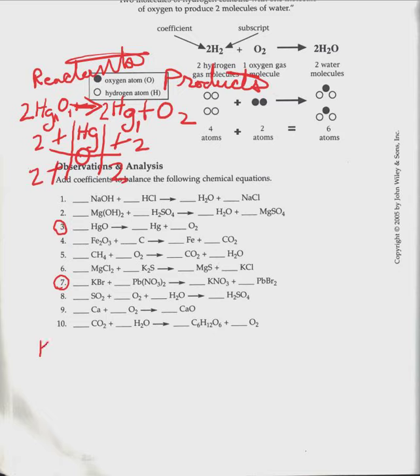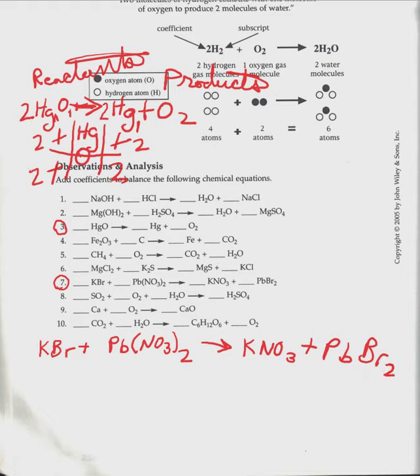Number 7 seems hard, but it's almost as easy. So we have KBr plus Pb(NO3)2. And then that yields KNO3 plus lead bromide, PbBr2. So we list the elements. So we have K, we have Br, we have Pb.